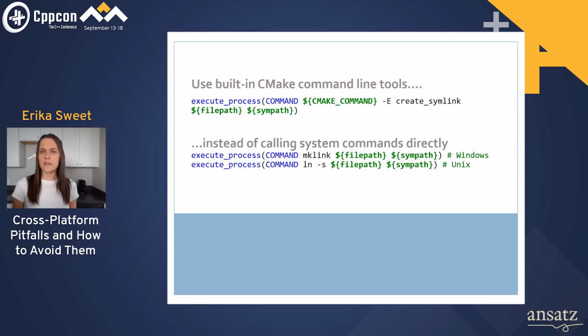This create symlink command that I'm using in the example was added to CMake in CMake 3.13, and all of these commands can also be used when you're invoking CMake from the command line. This is just an example of what it might look like in the context of a CMake script.